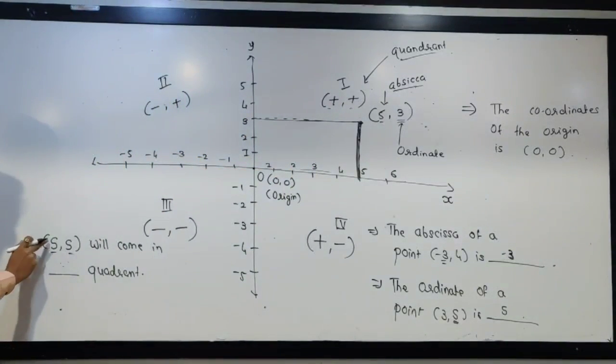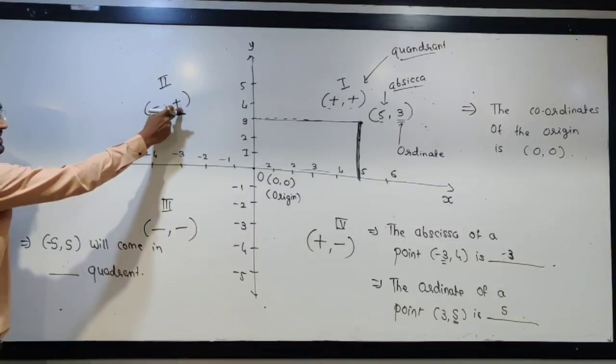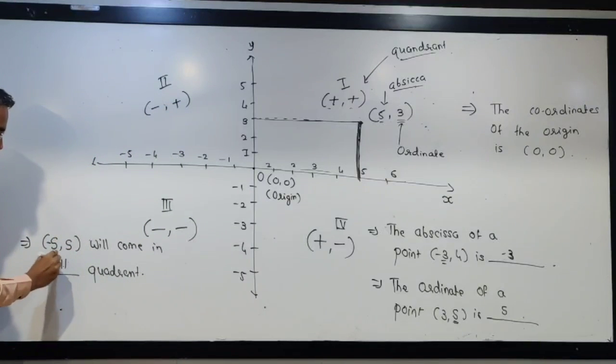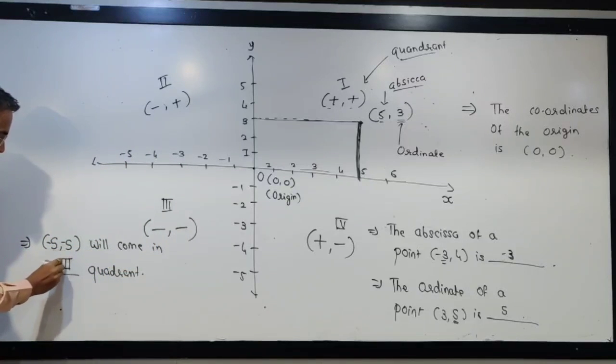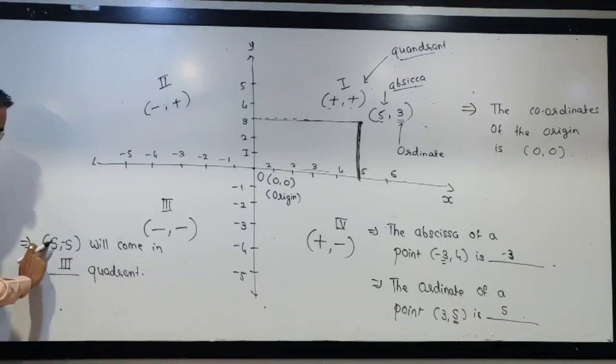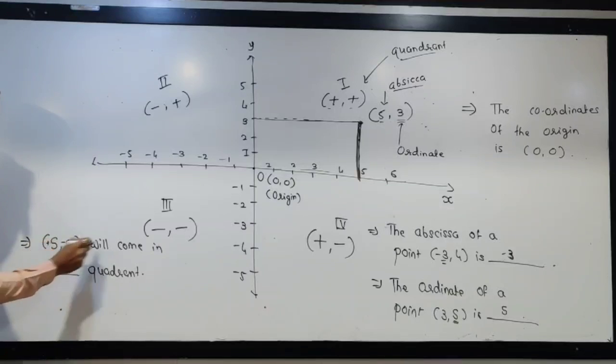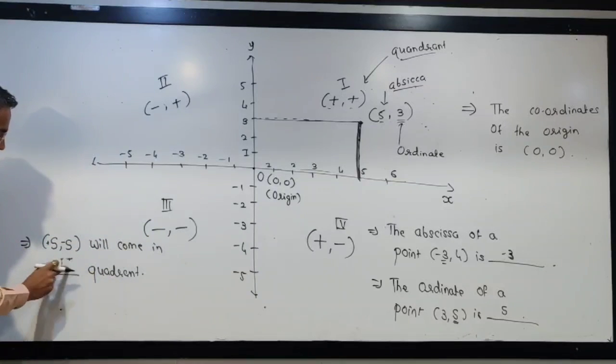If I give (-5, 5), so it will come minus here, plus here. So it will come in the second quadrant. If I give (-5, -5), you will write the answer: it will come in the third quadrant. If I give (5, -5), it will come in the fourth quadrant.